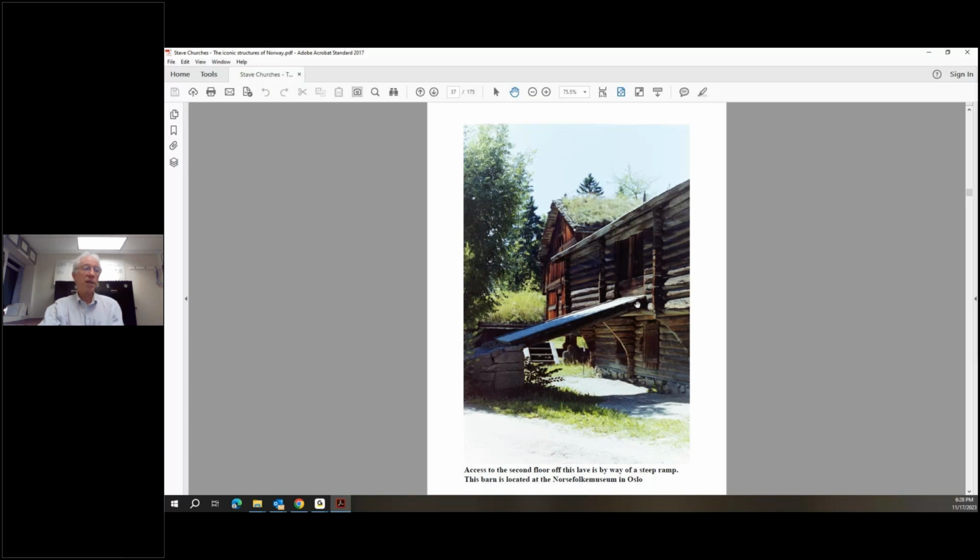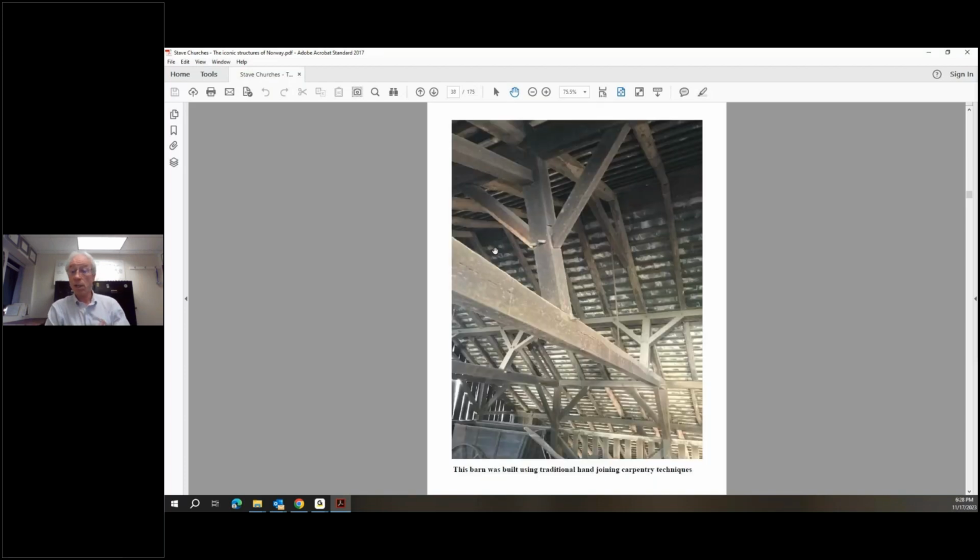All right. So this is the kind of thing that you would see inside of these old buildings. This is braced frame construction. And you'll see here hand constructed truss work. And the connections are all done by hand. Very few nails used. Nails were difficult to make. They were not readily available. So the primary fastening methods were hand tooling and joining carpentry techniques.